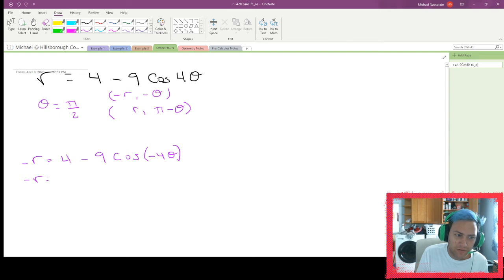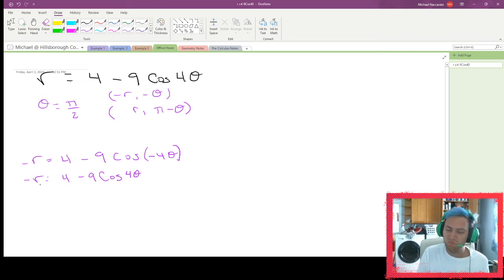So we have this negative r, 4 minus 9. Well, cosine is an even function, so because this is negative in there, it doesn't change anything. It just stays the same, cosine of 4 theta. We just drop the negative. Cosine and secant are the only ones that you can do that with. Just drop the negative that's inside. Where sine and tangent, and their reciprocals, you have to pull it out.